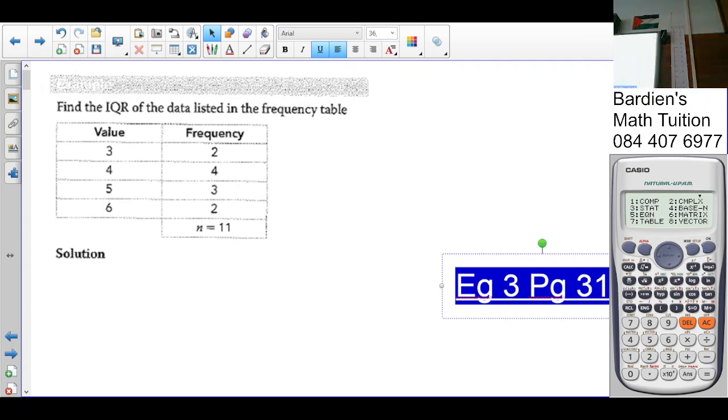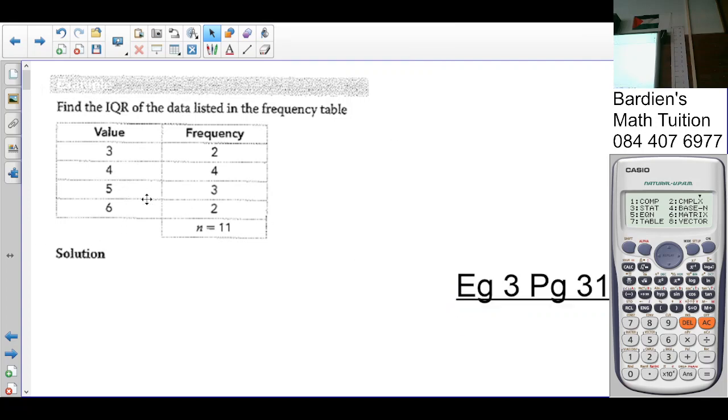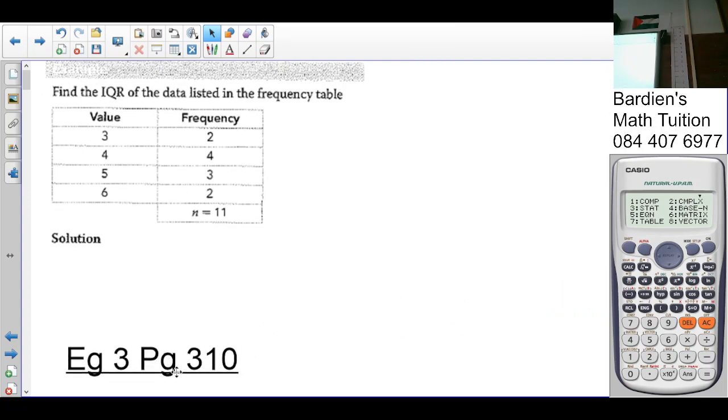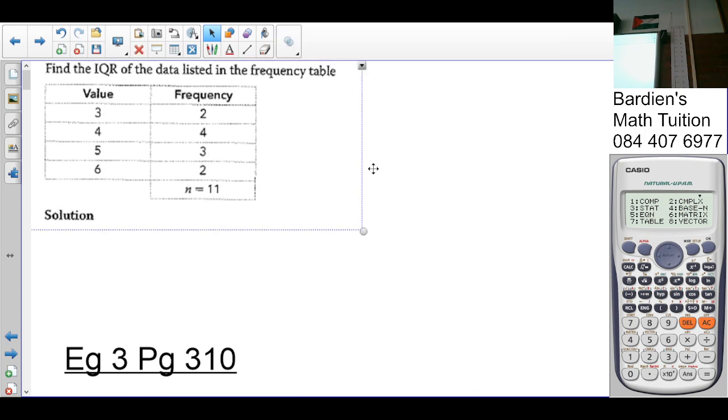So it might be that the problem you're actually looking at deals with this example. That's what I want to first say. So the example, 3 on page 310, we are asked to find the interquartile range of the data listed in the frequency table. Does the frequency table need to be sorted? Yes. Okay. So how do you calculate your interquartile range? It'll be Q3 minus Q1.